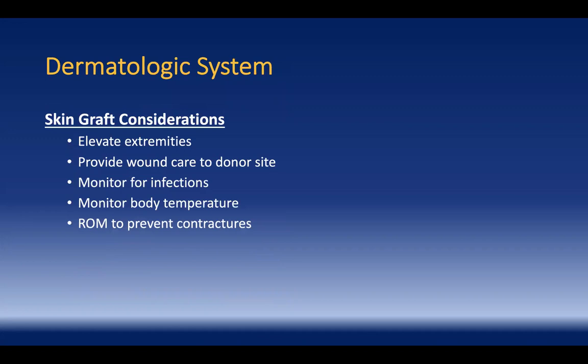So when patients have skin grafts, a few things to remember. We want to elevate those extremities to promote venous return to the heart. Provide wound care to the donor site. So sometimes patients will have balloons put under their skin to help stretch their own skin so that their skin can be used to cover their own wounds. So don't forget about, when you're taking care of the burn area, that you're also taking care of the donor site where skin was removed. We're going to monitor for infections, monitor for body temperature, and perform range of motion activities to prevent contractures.